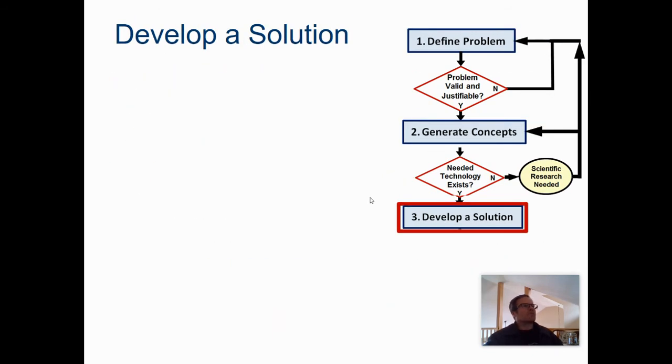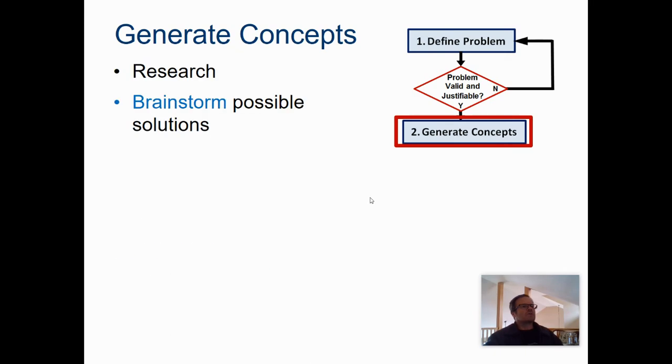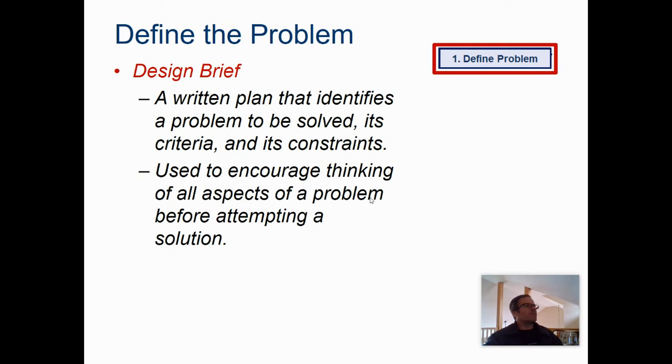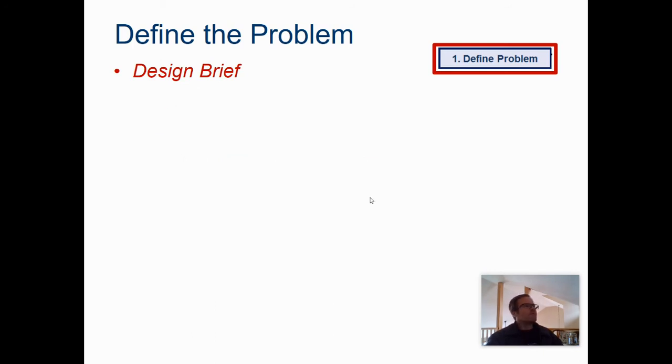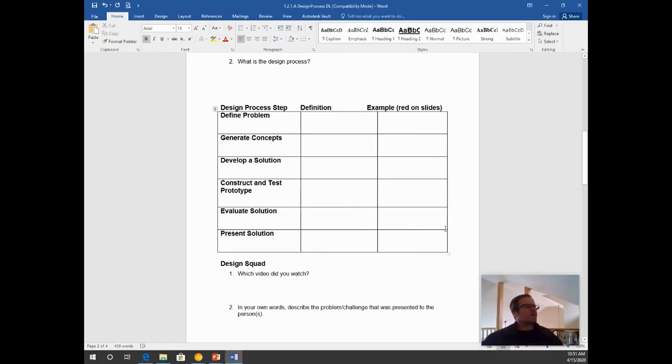I should have clicked it off and back on. What did we say about define problem? We said you have to identify the problem, right? Identify the problem, validate the problem, okay, all that good stuff. So what did they do there? Then get my worksheet back up, okay?